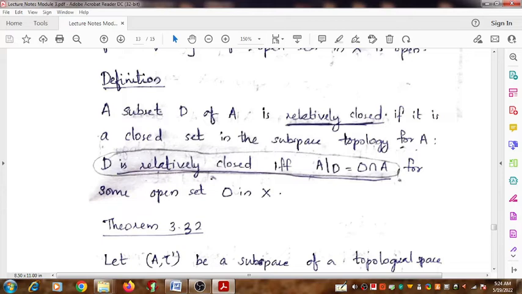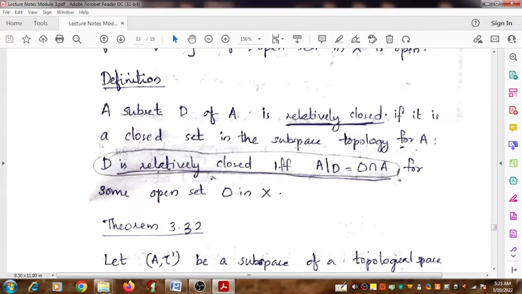So let's see what I mean by relatively closed sets. For defining relatively closed sets, we need a topological space. Let X be the original topological space, and then we consider a subspace of that original topological space. The subspace is A. Then we know that for that subspace we can define a relative topology, a subspace topology, that is related to the original topology.